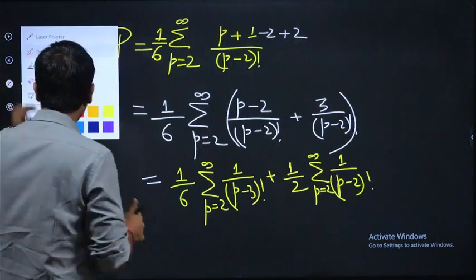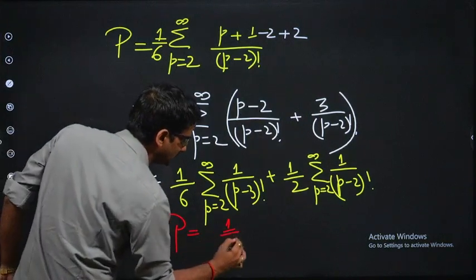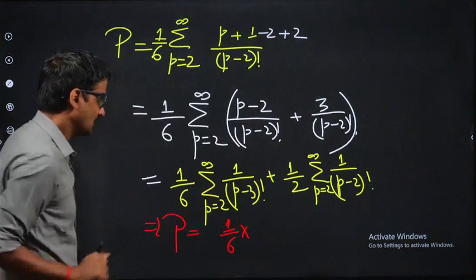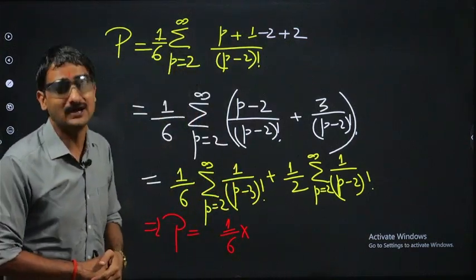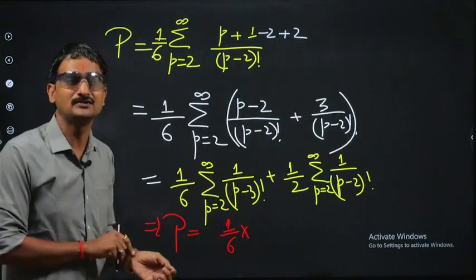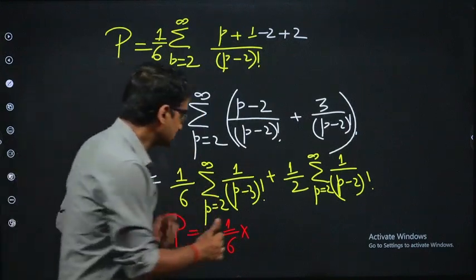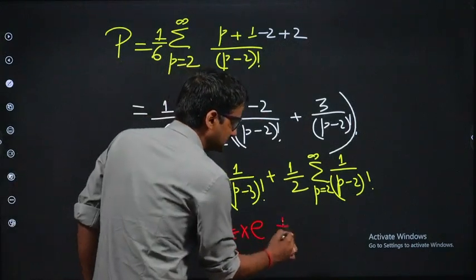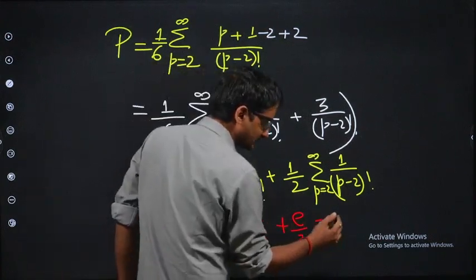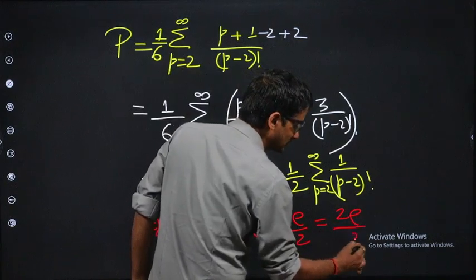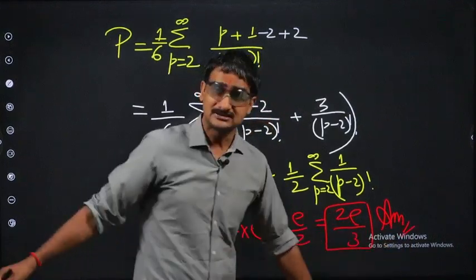So what do we get here? This implies the sum is 1 by 6 into... put p equal to 2. Here the negative factorial we have to ignore, so p will start with 3 in this case. So this gives e, and the other is e by 2. So 4e by 6, which is 2e by 3. So according to me, that should be the answer for this series.